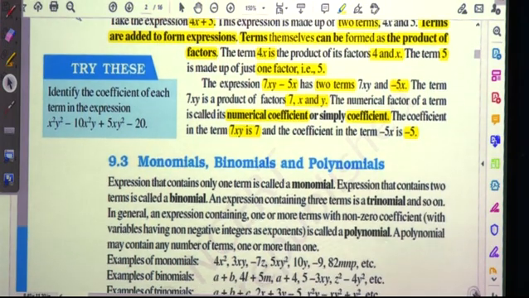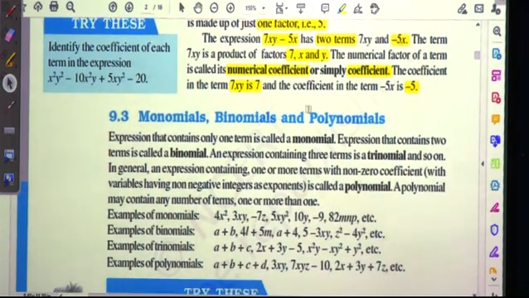Proceeding further, monomials, binomials and polynomials. Now what exactly are these things? An expression that contains only one term is called a monomial. An expression that contains two terms is called a binomial.